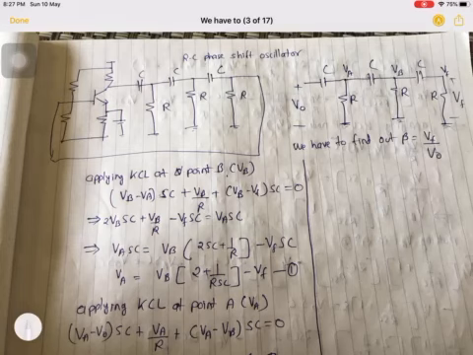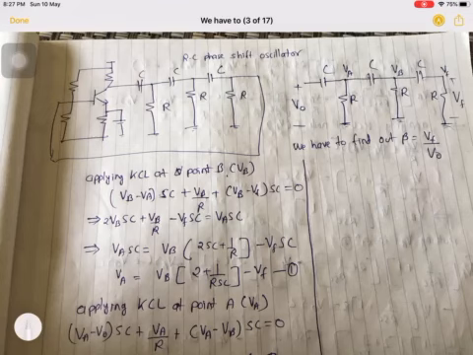Now solving this equation, we are taking VB on one side, so VB SC plus VB SC, so 2 VB SC plus VB by R minus VF SC, and this VA SC I am taking on the other side, equals VA SC. Now I am taking VB common, so VB times (2SC plus 1 by R) minus VF SC. Therefore, dividing the whole equation by SC, VA equals VB times (2 plus 1 by RSC) minus VF. This is my equation 1.